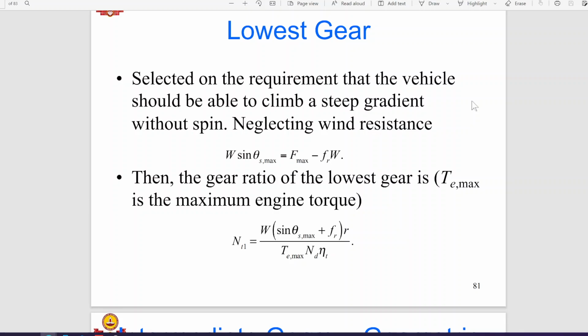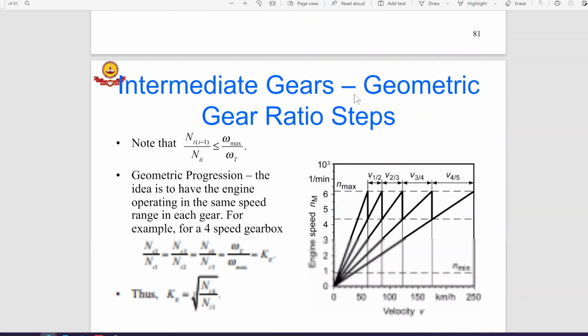So if we neglect the wind resistance, the aerodynamic drag, because our vehicle speed is 0, we can say that W sine theta max should be F max minus FR into W. Right. So we have to overcome the rolling resistance. Then the gear ratio of the lowest gear is given by this expression, where we are taking TE max as the maximum engine torque. In our case, it has been given as 100.